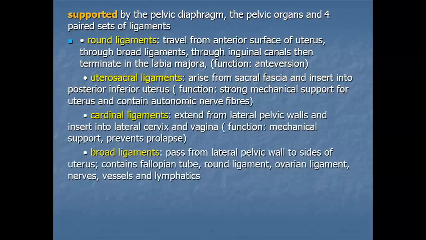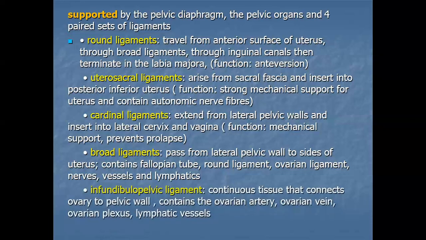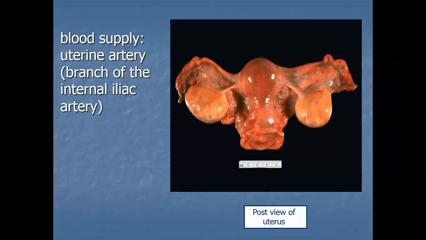The broad ligament passes from the lateral pelvic wall to the side of the uterus and contains the fallopian tube, round ligaments, ovarian ligaments, nerves, vessels, and lymphatics. It is a weak supportive ligament. The infundibulopelvic ligament is a continuous tissue that connects the ovary to the pelvic side wall. It contains the ovarian artery, ovarian vein, ovarian plexus, and lymphatic vessels. The blood supply of the uterus is from the uterine artery, which is a branch of the internal iliac artery.